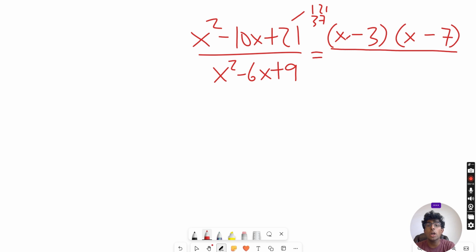All right, how about the bottom now? For 9, okay, obviously, let's write out our factors. We have x and x for x squared. For 9, our factors are going to be 1 and 9 and 3 and 3.